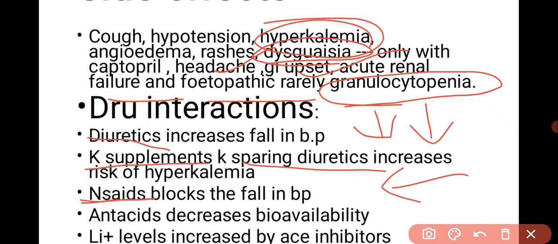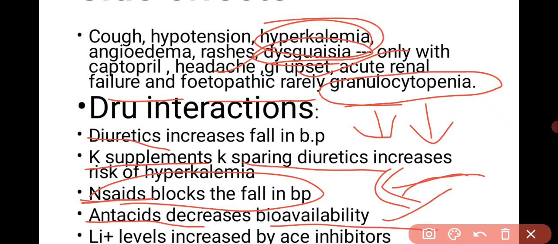So here what we are doing with ACE inhibitors, we are blocking the sodium and water retention. So when we use these two drugs in combination, the fall in BP is opposed by the NSAIDs. Along with that, antacids can decrease the bioavailability of the ACE inhibitors, and lithium levels are increased by the ACE inhibitors. These are the drug interactions of the angiotensin converting enzyme inhibitors.